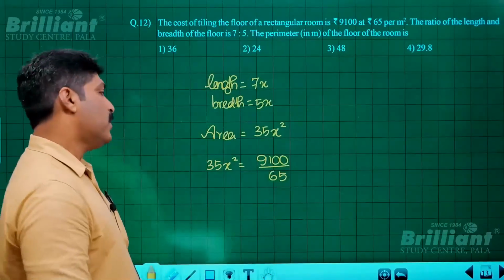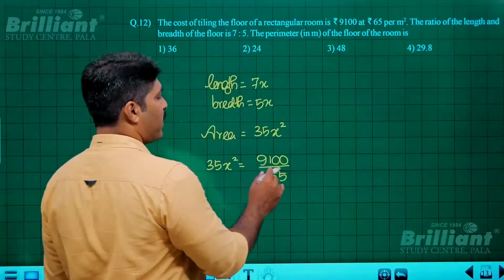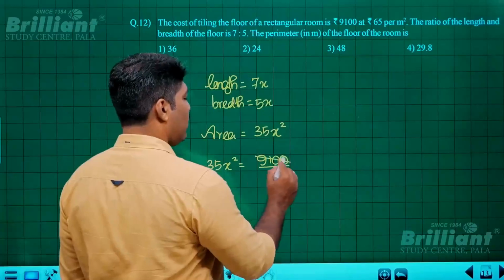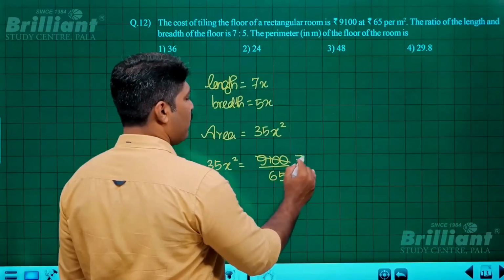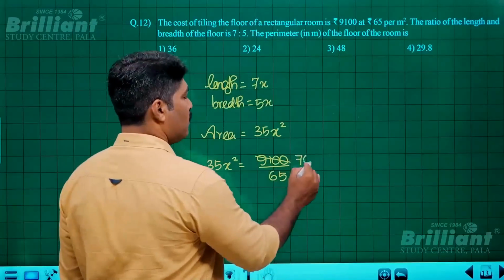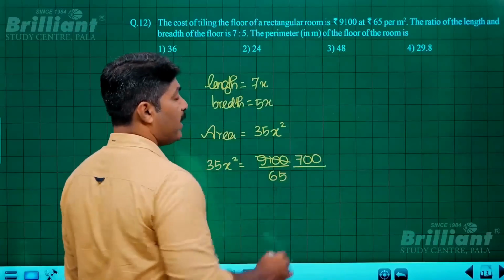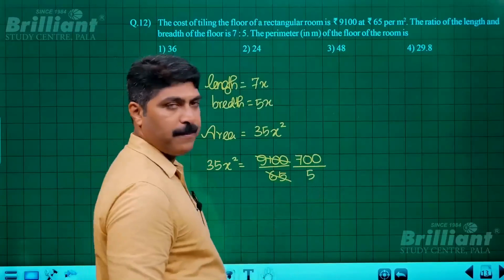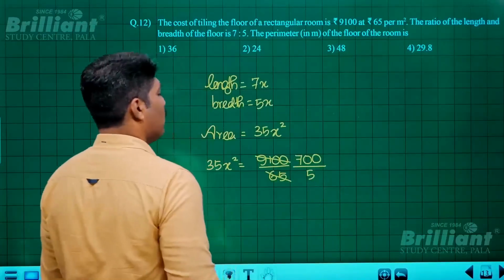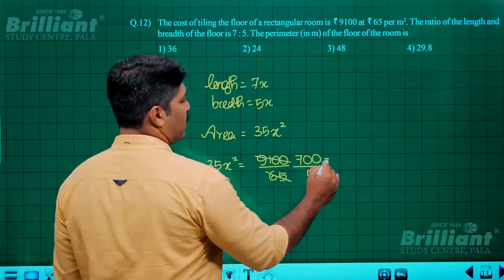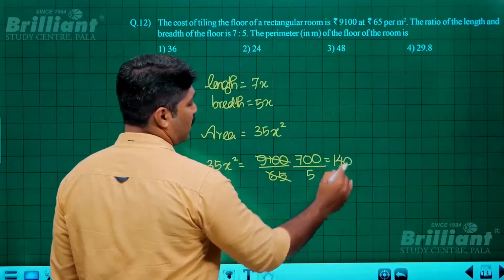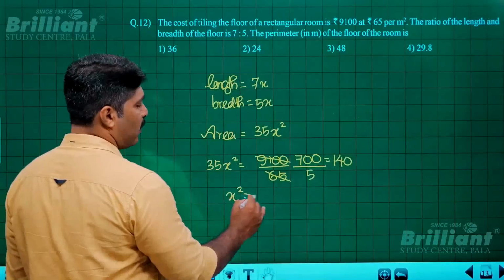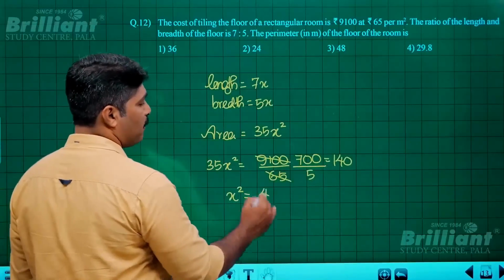Got it? So here we know that these two values are multiples of 13, right? So 13 into 7 is equal to 91. So 13 into 5 will be equal to this value. Got it? So while we are simplifying this, this is equal to 140. So therefore x square equals 140 by 35, that's equal to 4.